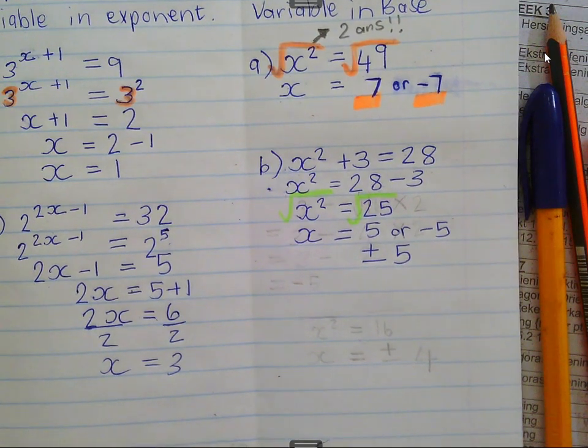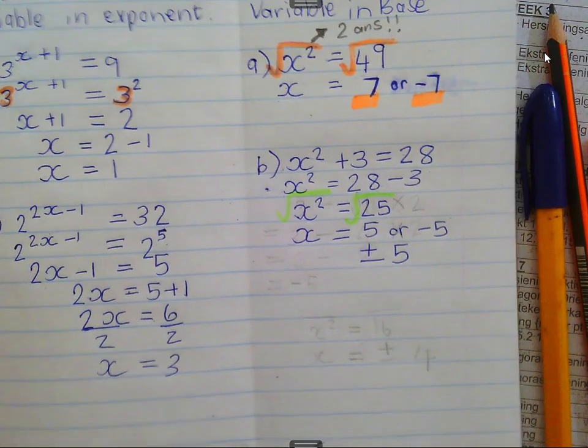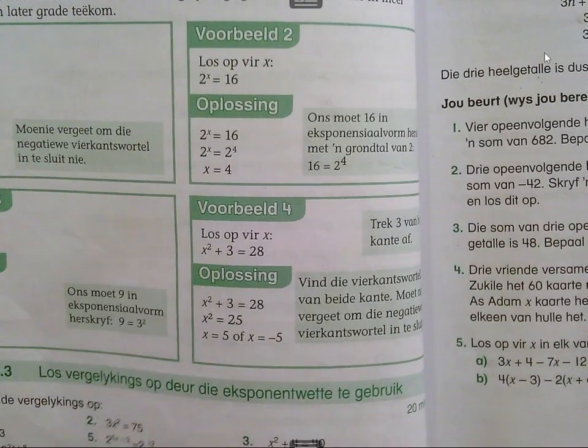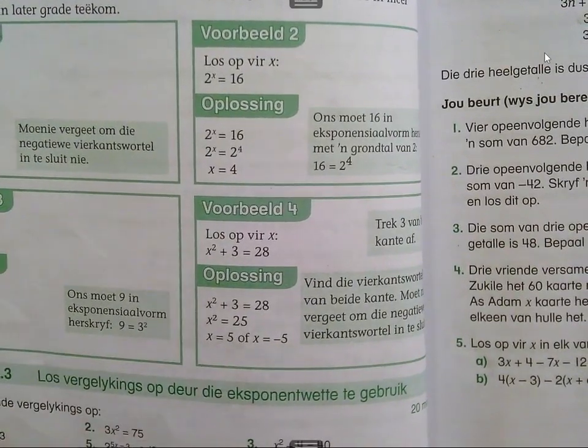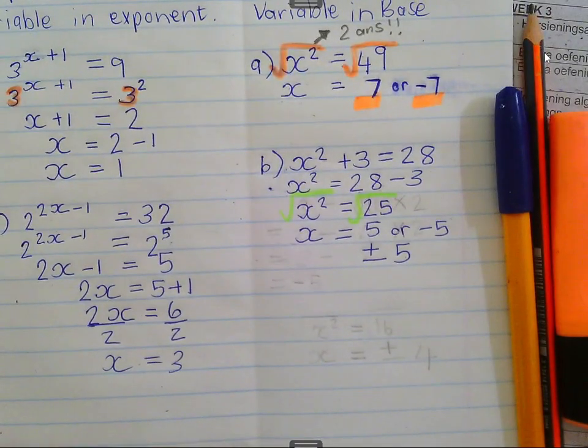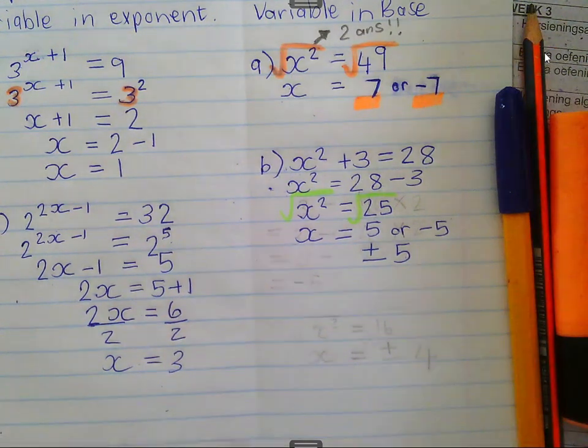Okay, but look there. Which ones has the x in the base and which ones has the x in the exponent? And then you know what you have to do. When the x is in the exponent, you get the bases the same. If the x is the base, then you just do the inverse. Okay. You guys can start there.